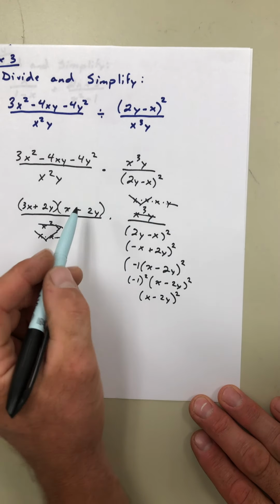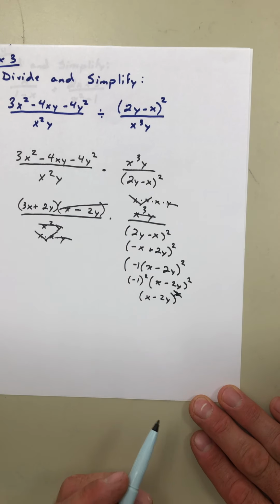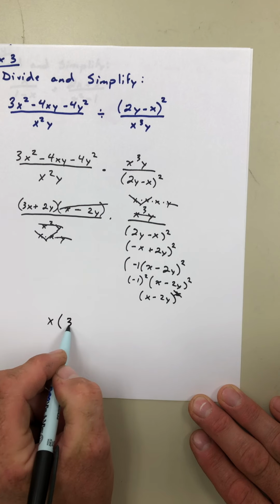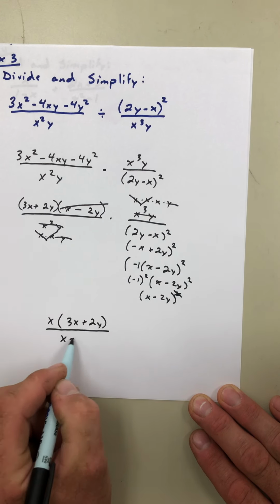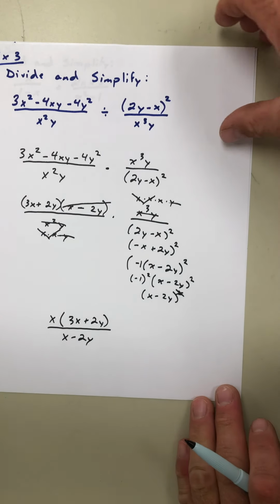Now we can cancel one of those. So we're going to cancel that one. That squared is going to go to a 1. So we'll end up with x times 3x plus 2y over x minus 2y. And that's an example of a division problem.